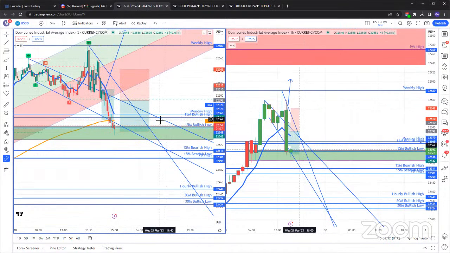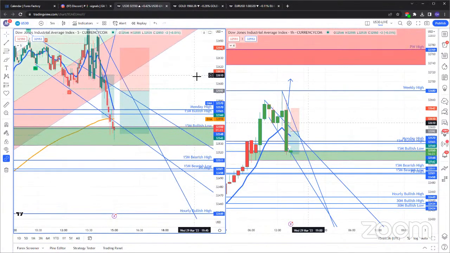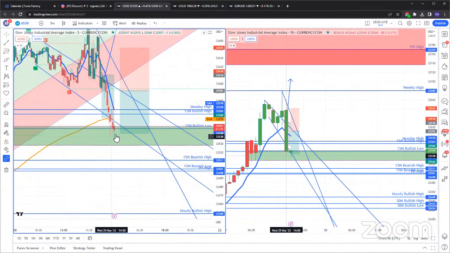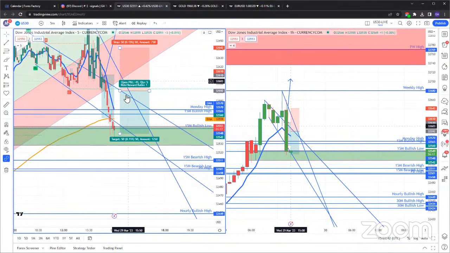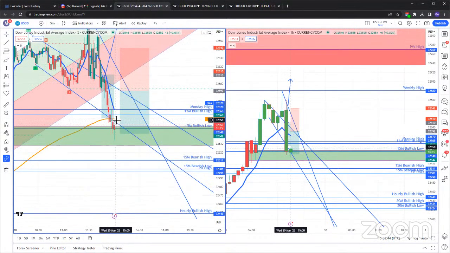So let's see if we can get this sell in the next 5 or so minutes. Keep in mind, price does not have to come back here. Price can literally waterfall to the downside. We do have this death cross that's forming on the 5-minute.